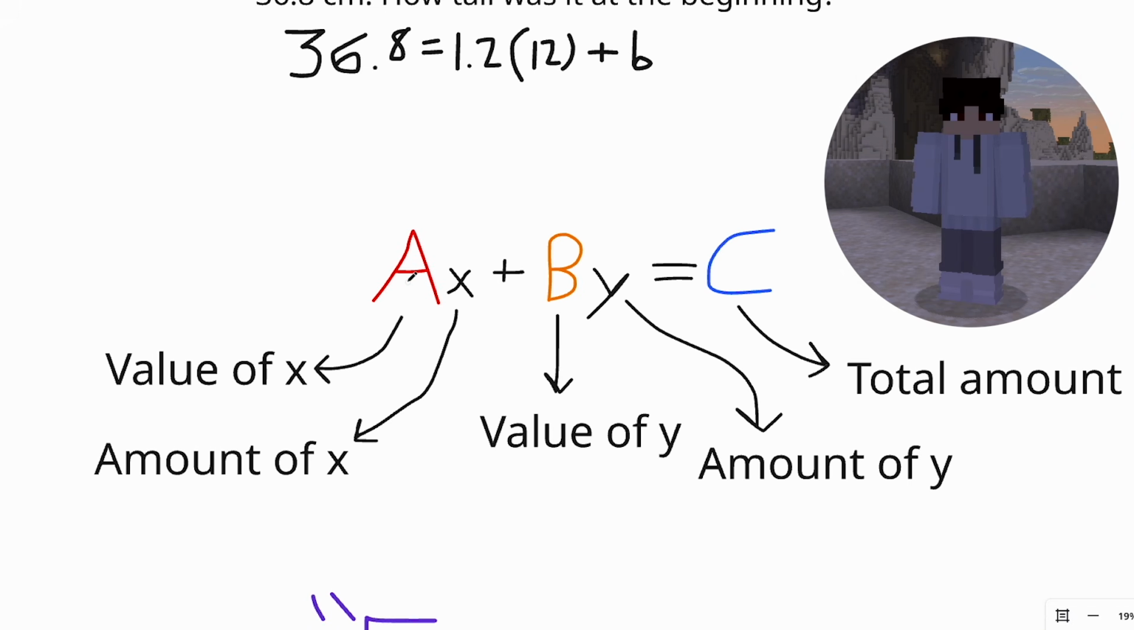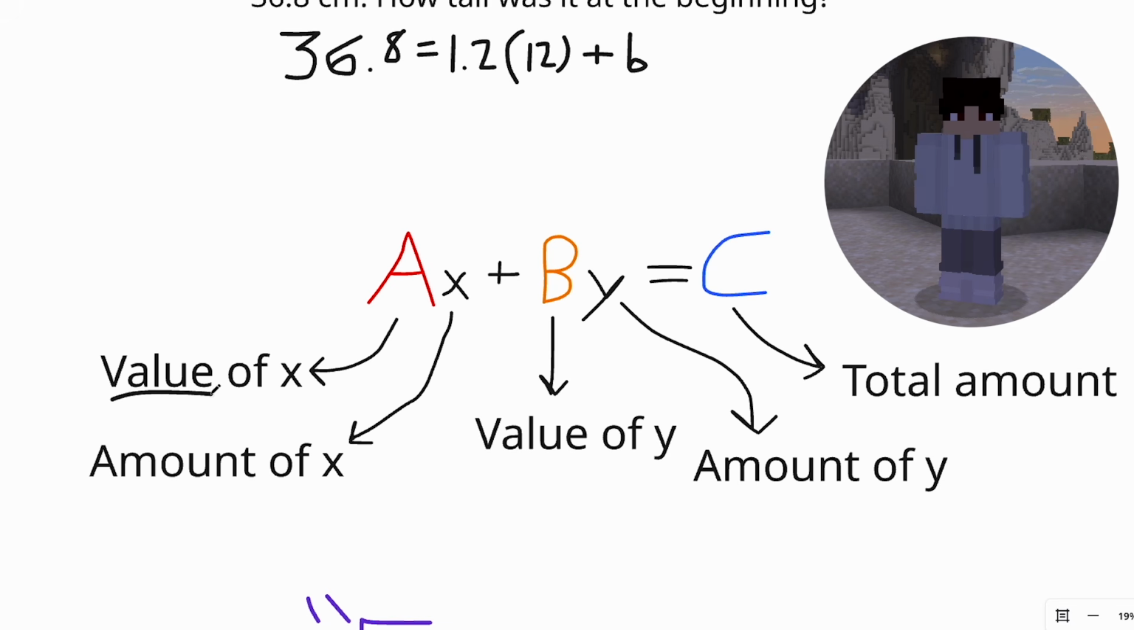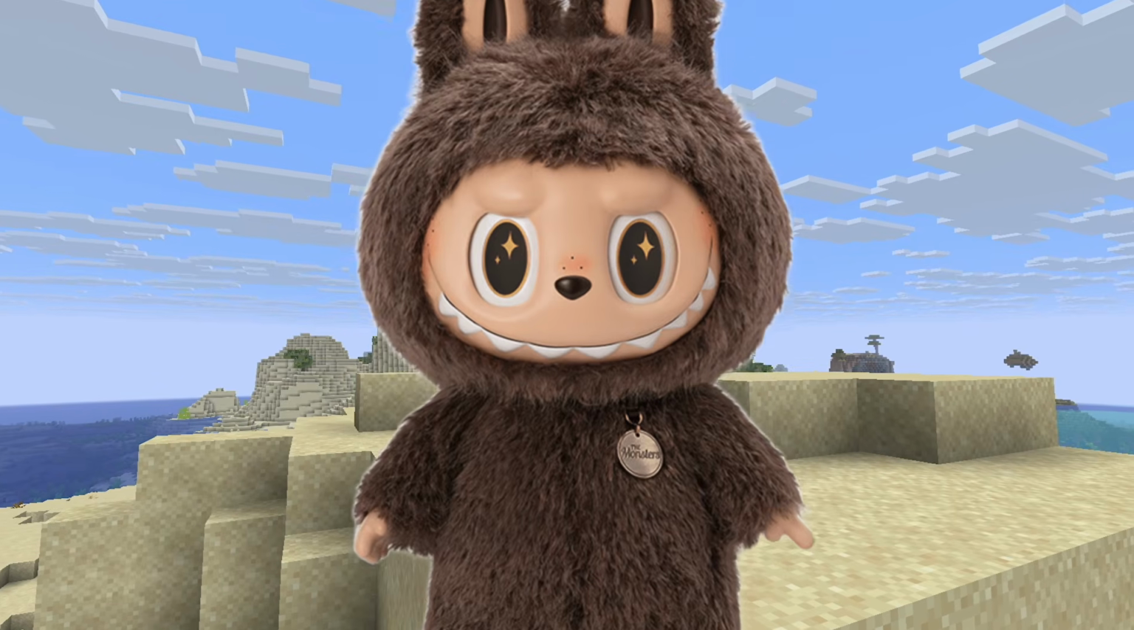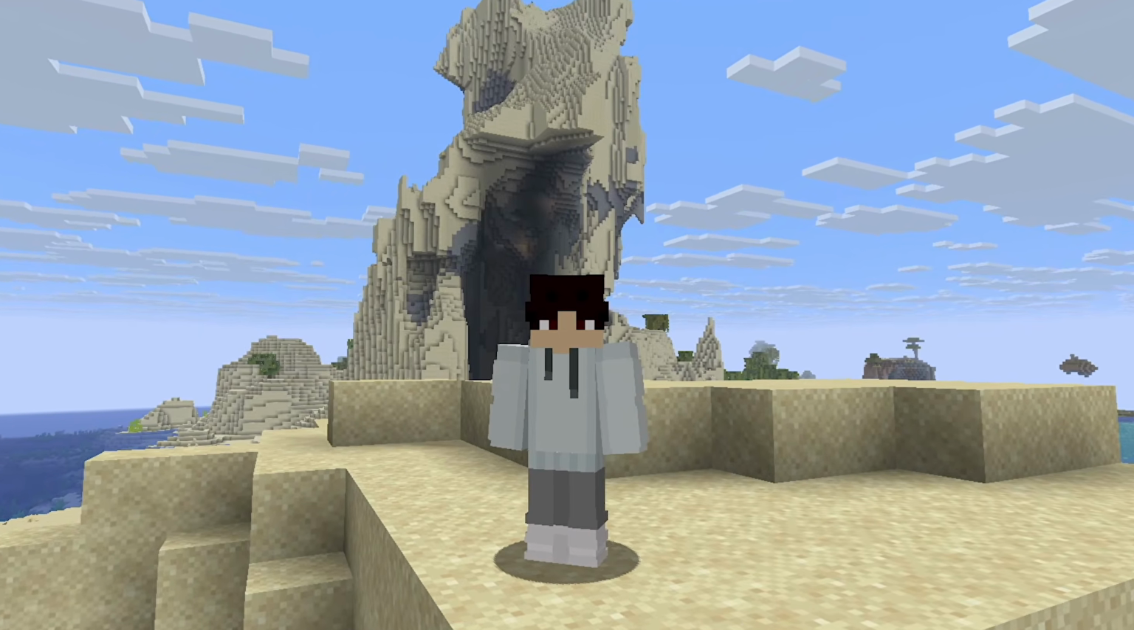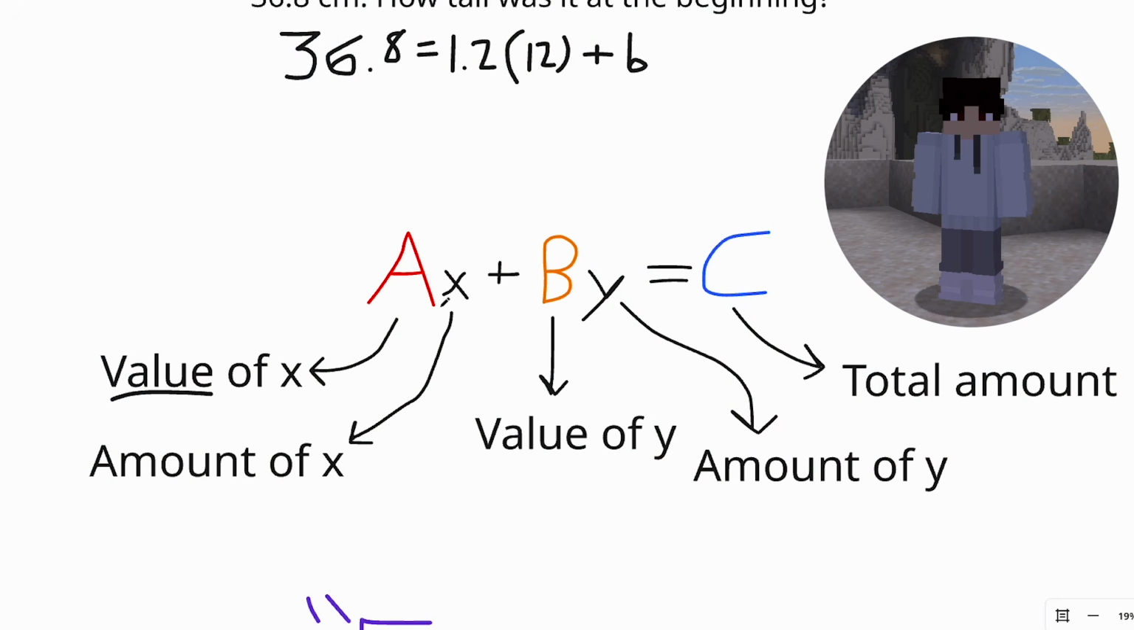A is the value of x. When I say value, that typically means something like price. So x might be a certain thing you can buy from the store, and a is probably going to be the amount that that thing costs. x is then obviously just the amount of the thing that you're buying. b is the value of y, y is the amount of y, and then finally c at the end is the total amount.